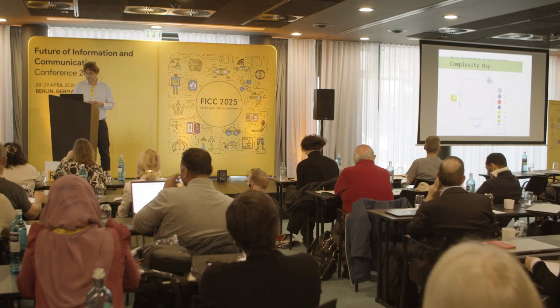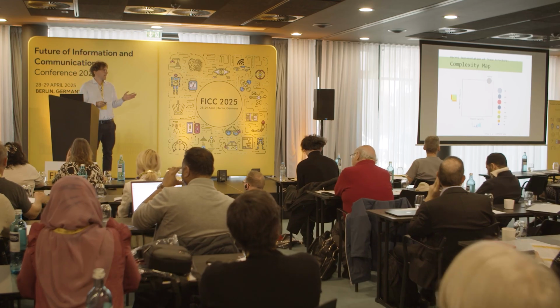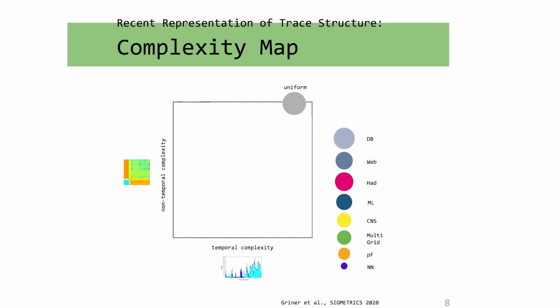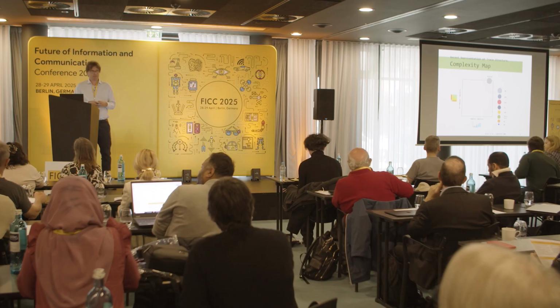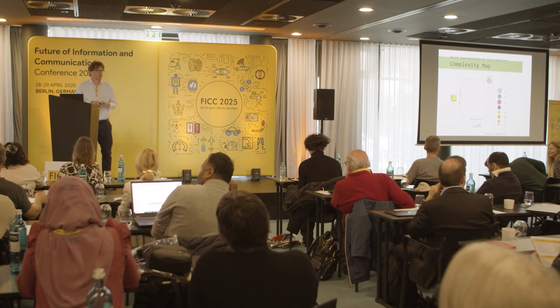And on the y-axis, you have spatial structure. So how skewed is this traffic pattern? And here we have something like a database cluster from Facebook. We have a web cluster also from Facebook. Then we have a batch processing application with Hadoop here. And we have a machine learning workload, and we have different high-performance computing workloads here.